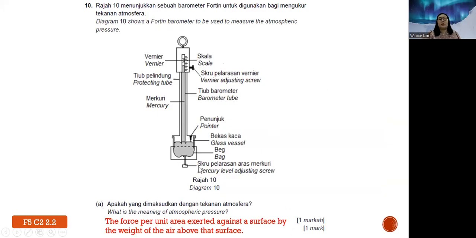Okay, so generally the idea of pressure comes from the basic definition, which is force per unit area. But more specifically for atmospheric pressure, it is the force per unit area exerted against a surface by the weight of the air above the surface. Okay, against a surface by the weight of the air above the surface.